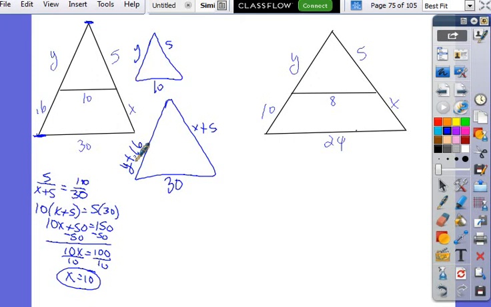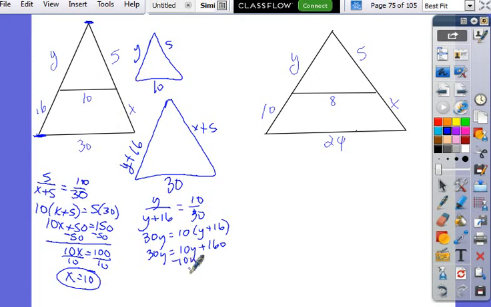So my second part for y would be y over y plus 16. And I'm still going to use that 10 over 30 because it gave me the numbers for both parts there. So cross multiply: 30y equals 10 times y plus 16. 30y equals 10y plus 160, minus the 10y. So 20y equals 160, and then y equals 8.